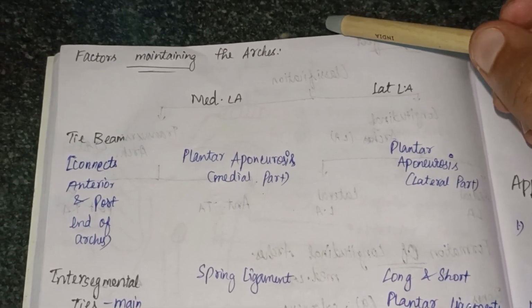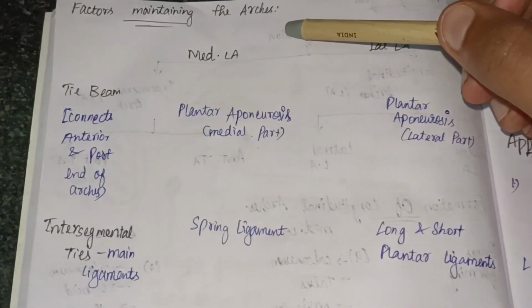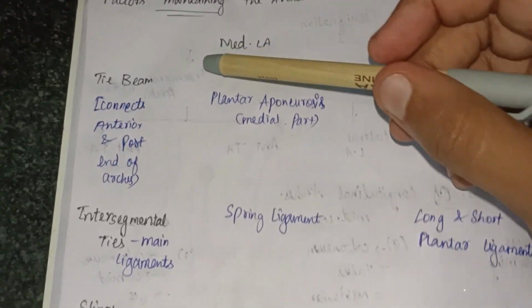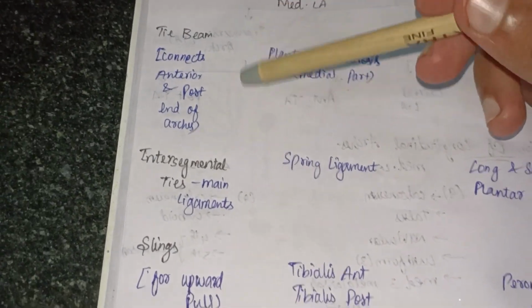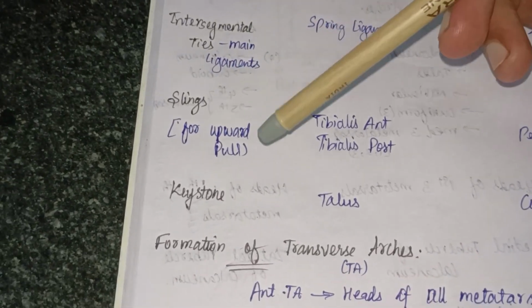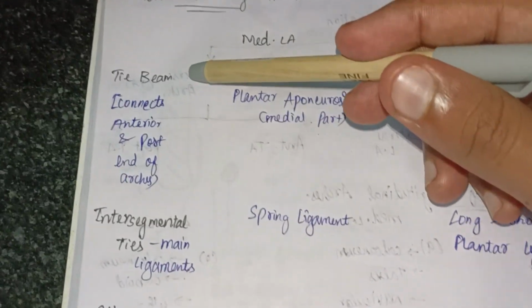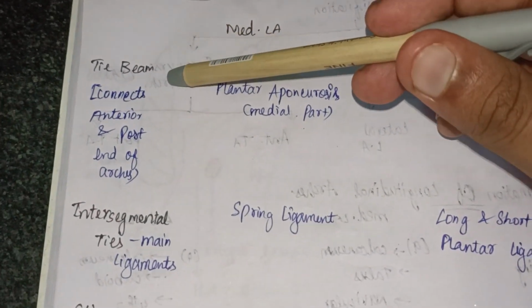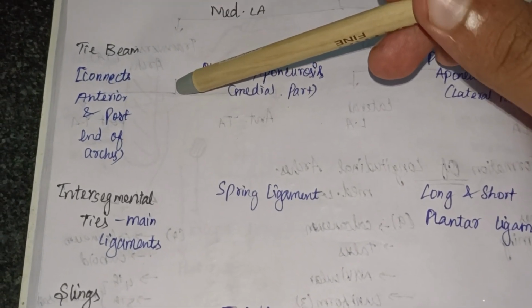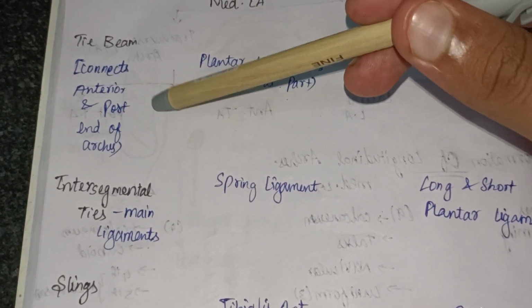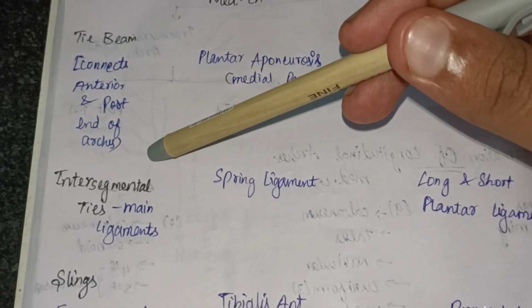Next, let us see the factors maintaining the arches. There are 4 factors which maintain the medial and the lateral longitudinal arch. First one is tie beam, then intersegmental ties, slings and keystone. Let us see one by one. What is meant by tie beam? Tie beam is nothing but that which connects the anterior and the posterior end of the arches. It connects the posterior and the anterior ends of the arches.